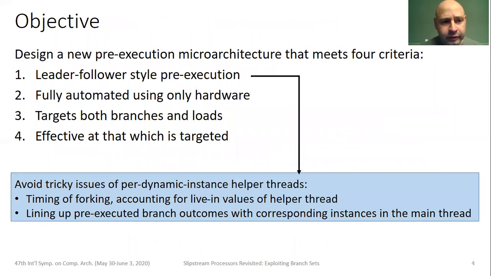The objective of this paper is to design a new pre-execution microarchitecture that meets 4 criteria. First, we have a preference for the leader-follower style of pre-execution because it avoids tricky issues of per dynamic instance helper threads. Namely, we don't have to deal with the issue of the timing of forking and accounting for live-in values of the little helper threads. And the reason is that the leader is continuously executing in its lead of the follower. Moreover, because there's a one-to-one correspondence between control flow in the leader and in the follower threads, lining up pre-executed branch outcomes with corresponding instances in the main thread is not difficult, whereas for per dynamic instance helper threads, it can be tricky.